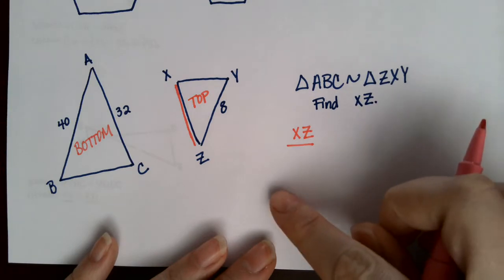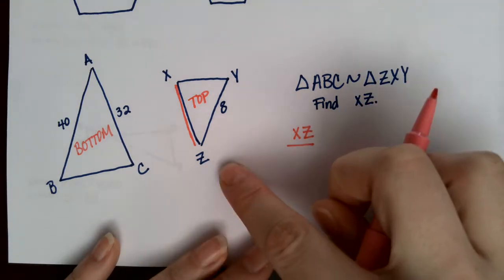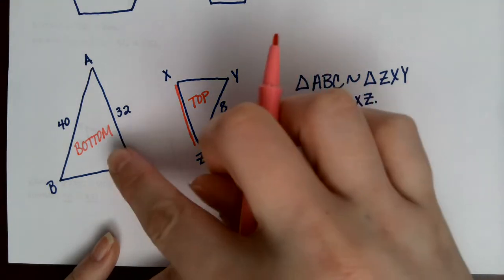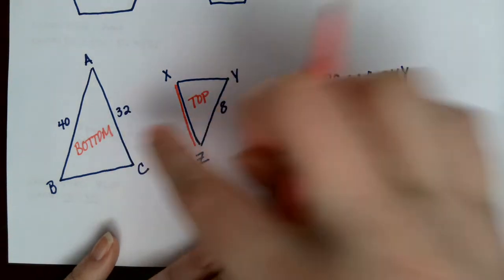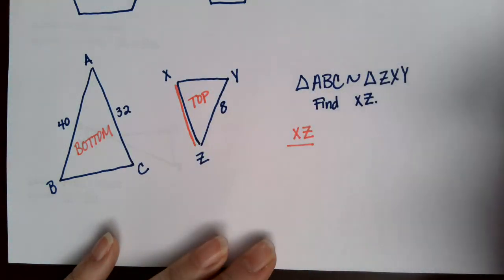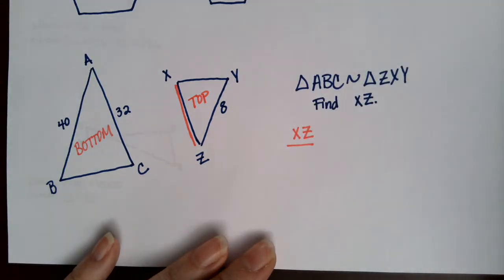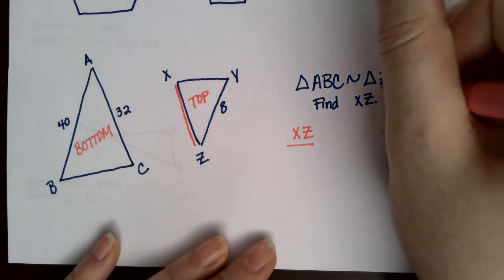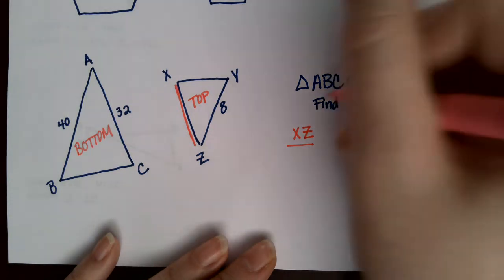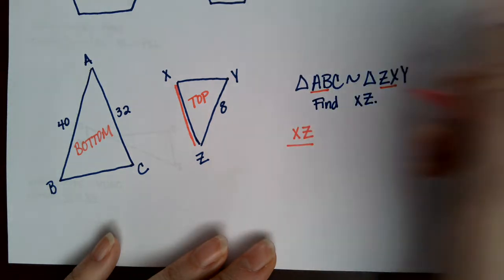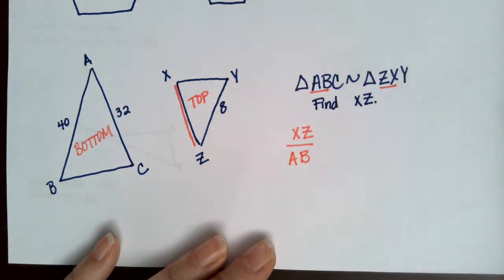And then when you set these up, do not use your picture. The pictures can be misleading. You don't know if this was just flipped upside down or if it was flipped and rotated. And so we want to use our best friend. We want to use our similarity statement to find our corresponding sides. So xz are the first two letters and AB are the first two letters. So this corresponds.